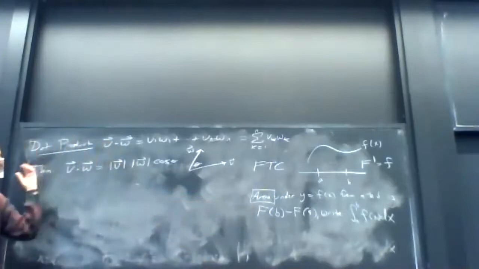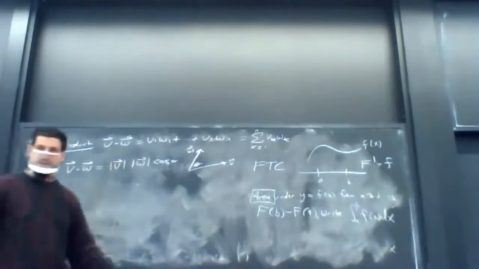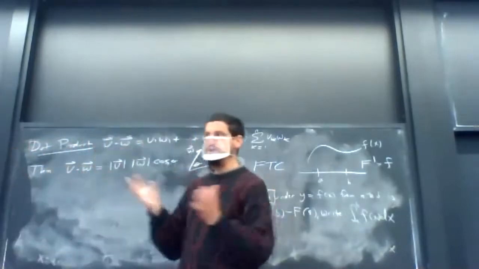We have many different things we can define. The dot product is one. If I give you two vectors, what kind of quantity is the dot product?